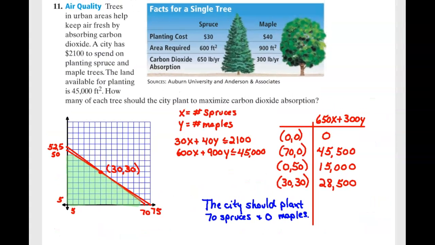Okay, looking at number 11. Number 11 says trees in an urban area help keep air fresh by absorbing carbon dioxide. A city has $21,000 to spend on planting spruce and maple trees. The land available for planting is 45,000 square feet. How many of each tree should the city plan to maximize carbon dioxide absorption?